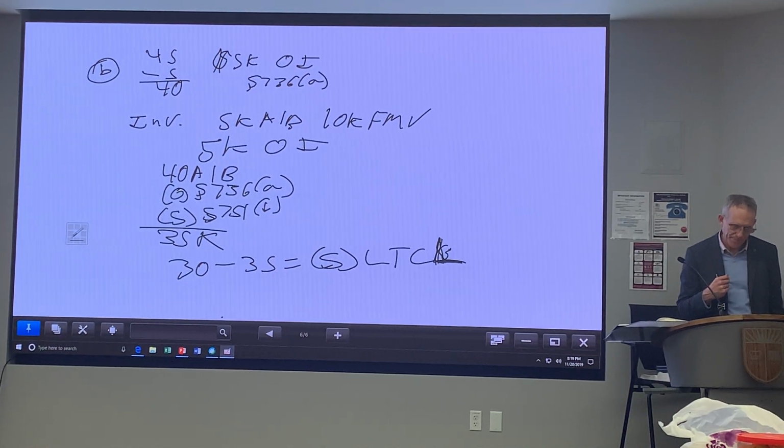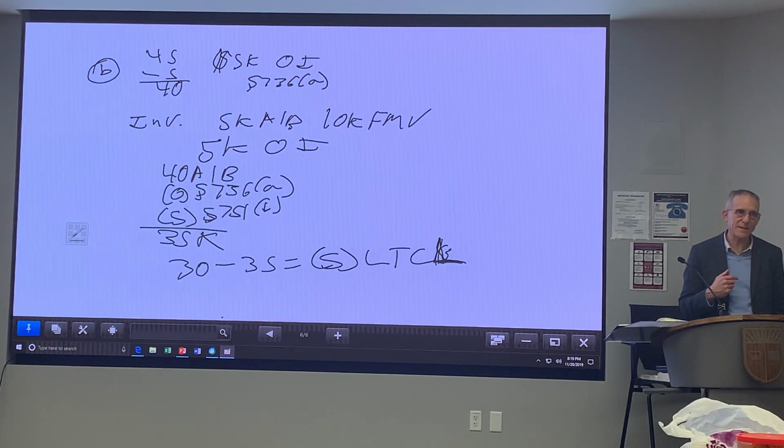Right? So this is not a good result for a taxpayer. It would have been better had there been a 754 election, in effect.